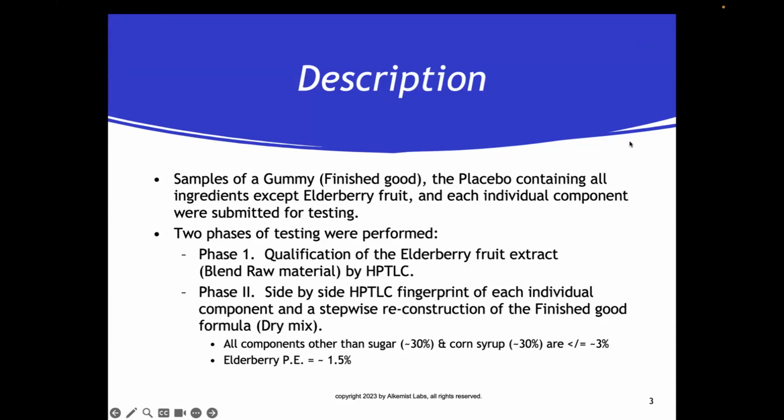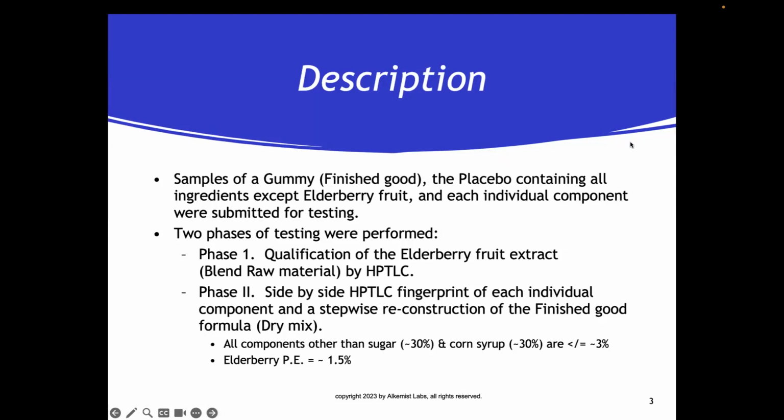Okay, now I have it. So we had a sample of a gummy, and it's a finished good. It consists of approximately 17 different components, not all of which are botanicals, but you'll see what they are in a moment. We also had the opportunity with a placebo containing all the ingredients except the elderberry, and then each of the individual components were also supplied to us.